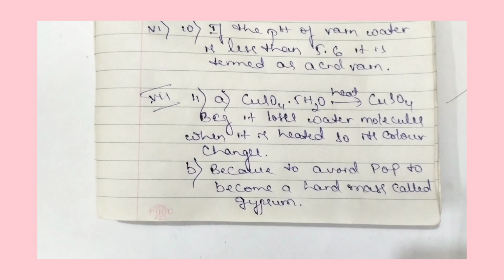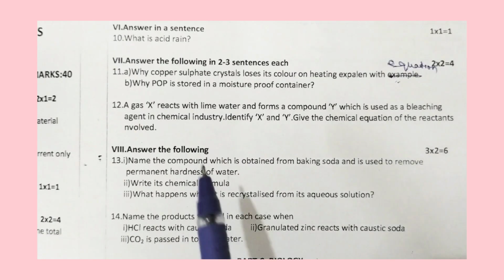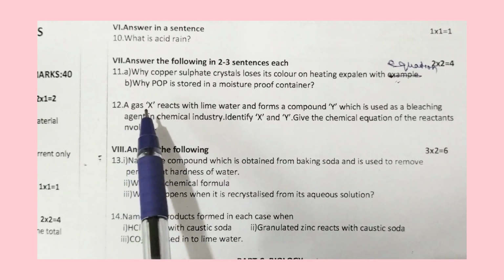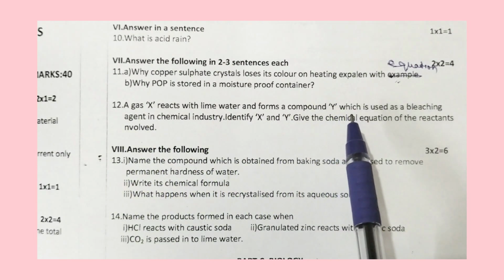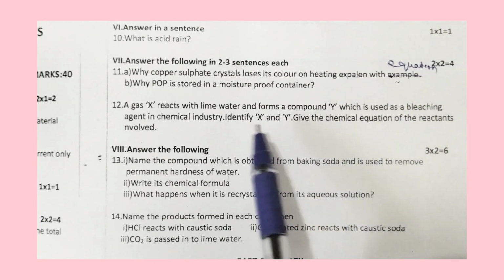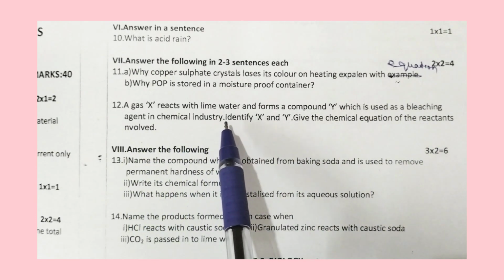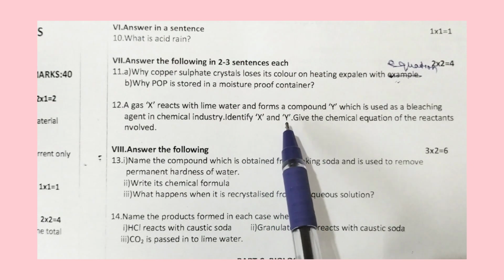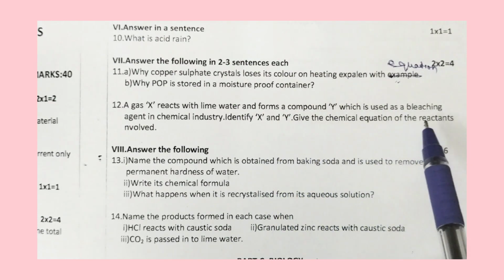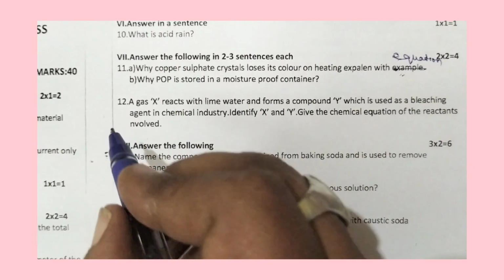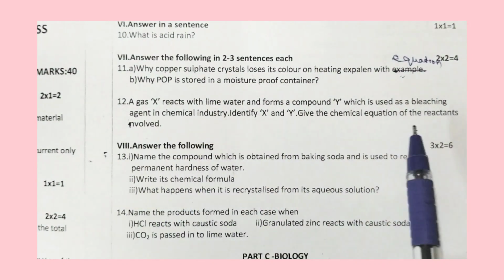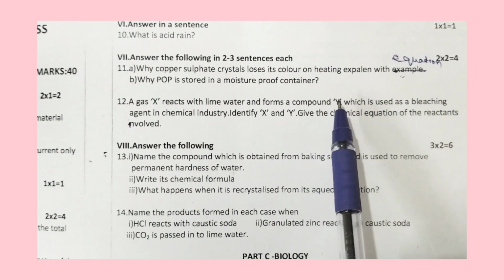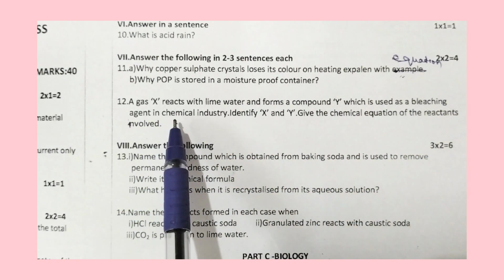Now let us move to the next, 12th question. A gas X reacts with lime water and forms a compound Y, which is used as a bleaching agent in chemical industry. Identify X and Y. Give the chemical equation of the reactants involved. Here one clue is given in this question: the compound Y we are getting is used as a bleaching agent.